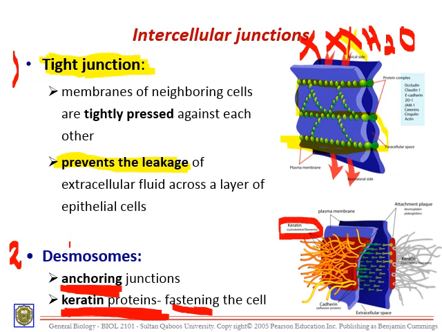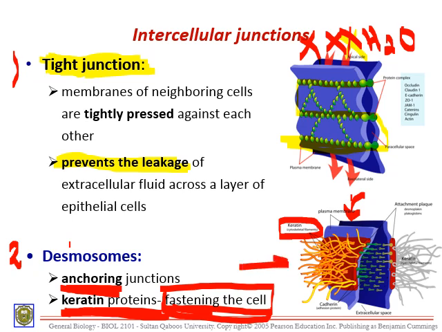Okay, so in desmosomes, water can still pass here. Its function is not to prevent leakage. Its function is to fasten the cells, to keep them held together very strongly. You can see how tough this structure is, which is made up of keratin.